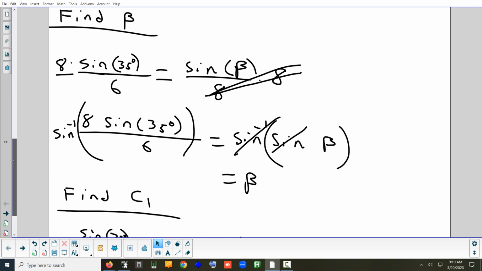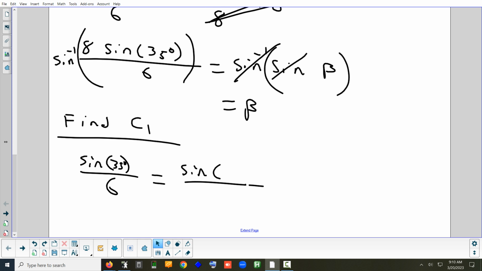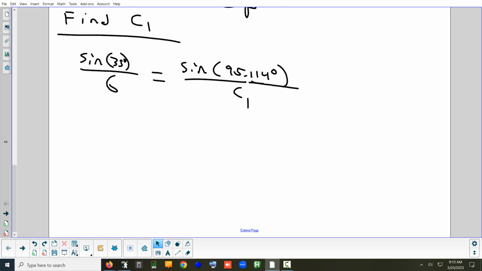So now, we just type that in and round it off. I know we're using a number that we've already rounded, but there's no way around it. You have to. Okay, so 6 sine 95.114 divided by sine 35. So 10.419.